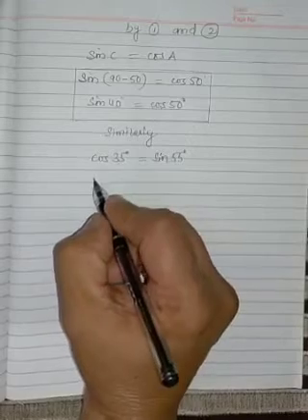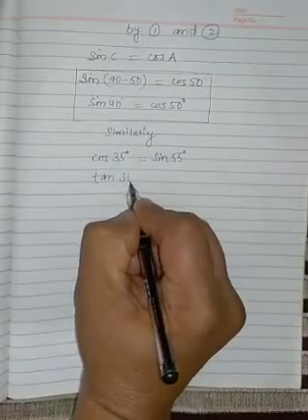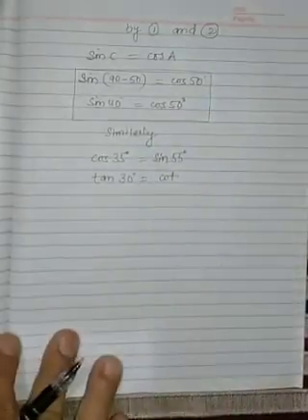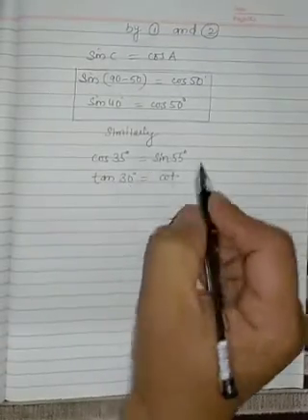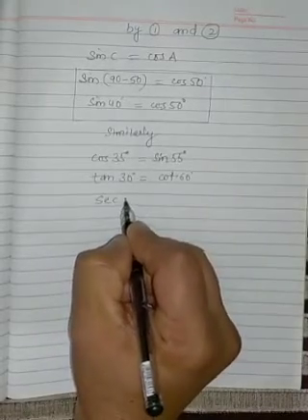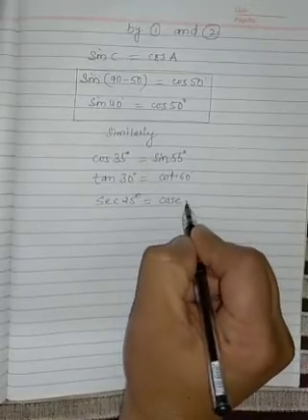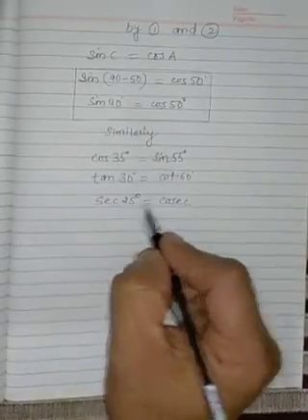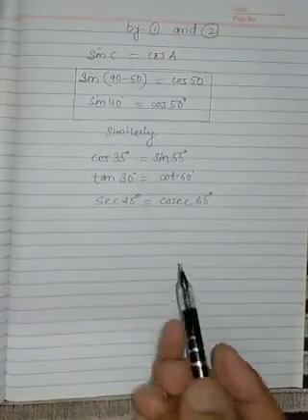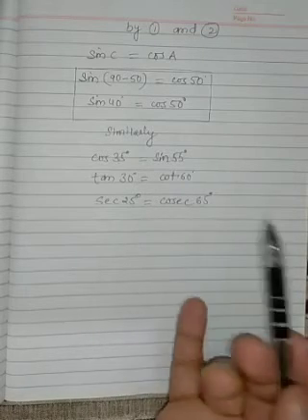Another example, suppose you are given tan 30 degree. The complementary of tan is cot, and complementary of 30 degree is 60 degree. Suppose you are given sec 25 degree, then complementary of sec is cosec, and complementary of 25 is 65 degree. So in this way, directly we can convert any complementary ratio into its other angle.